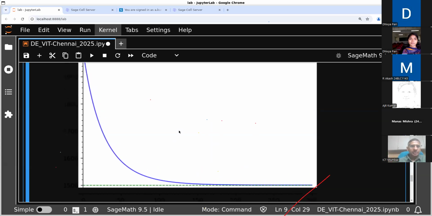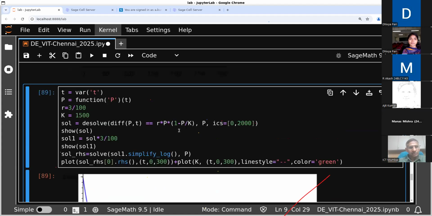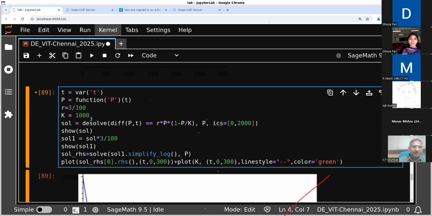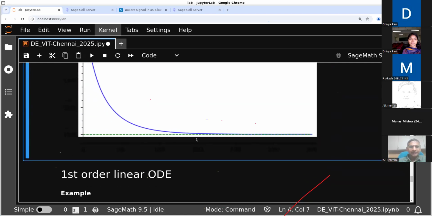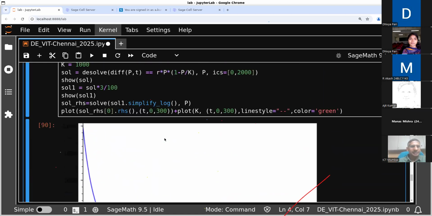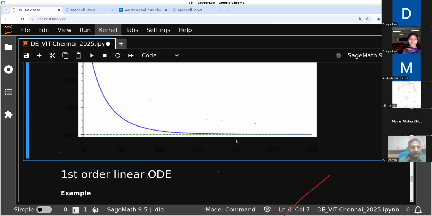Okay. So if you have more population, it will stabilize at 1500. If I make it 1000, that is carrying capacity, again the similar thing will happen. Okay, so that is how the solution looks like. So these kind of tools help you to understand the behavior of the solution.